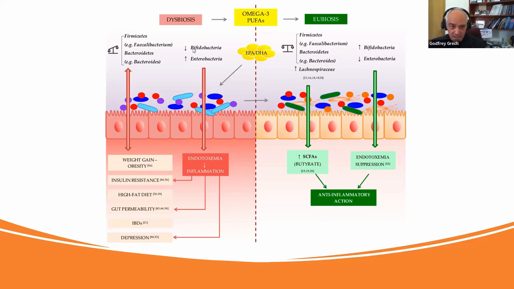If you lose this balance, of course, dysbiosis kicks in, which is the red side on your left, and that results in inflammation with all the causes that we mentioned before. Okay. Now, moving from dysbiosis to eubiosis, the normal balance, there is the importance of omega-3 rich supplementation, which is important in case of dysbiosis.